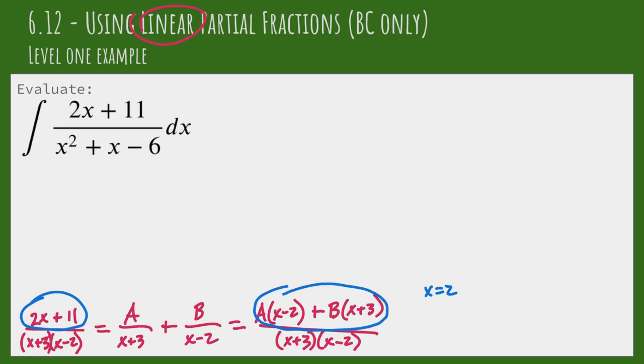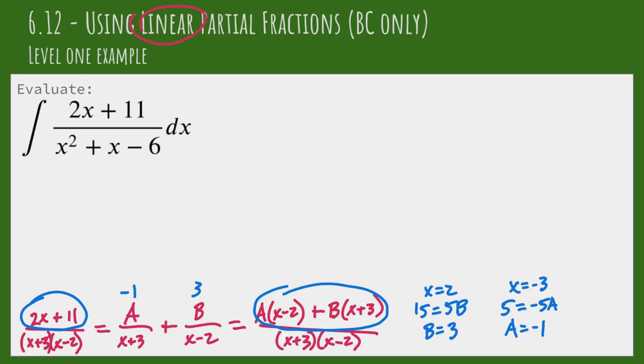So if x is equal to 2, we're going to have 2 times 2 is 4 plus 11 is 15 equals B times 2 plus 3, so 5B, and B is going to be 3. Then I'm going to choose x equals negative 3, and when x is negative 3, we're going to have 5 is equal to negative 5A, and this term here is going to be 0 now, and so we get A equals negative 1. So this tells us then that this expression is equal to negative 1 over x plus 3 plus 3 over x minus 2.